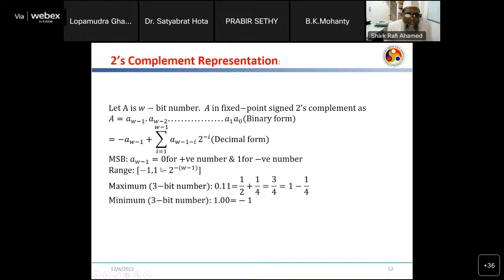So unlike the unsigned numbers, where a W-bit number will have a range from 0 to 2 raised to the power of W minus 1. If it is an 8-bit number, you can represent 0 to 255. Whereas here the range is minus 1 to 1 minus 2 raised to the power of minus (W minus 1).